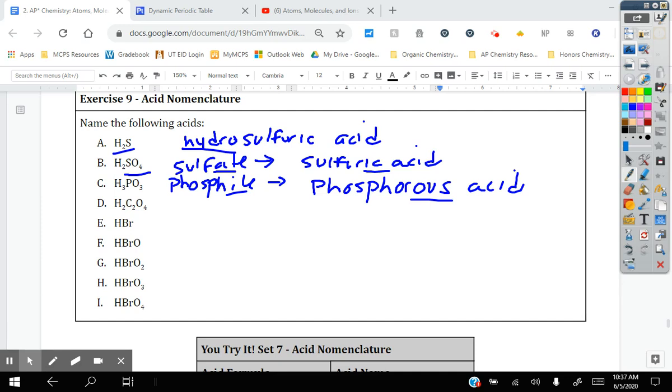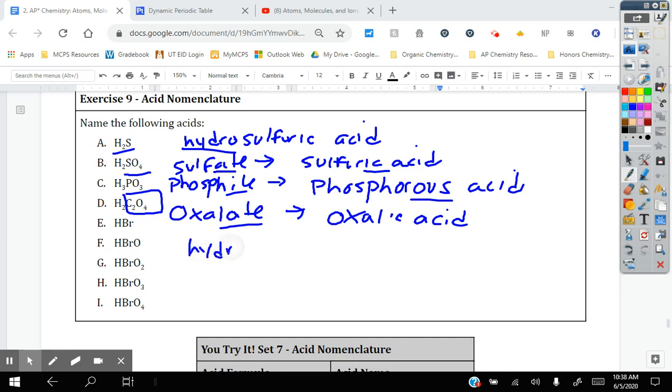All right. Some other ones. C2O4 is not one we've seen before, but that's a good polyatomic ion. That is oxalate. C2O4 is the oxalate ion. If it ends in ate, it becomes oxalic acid. And then I like looking at the difference here with all of these bromine-containing ones. HBr is binary, so it's hydrobromic acid.